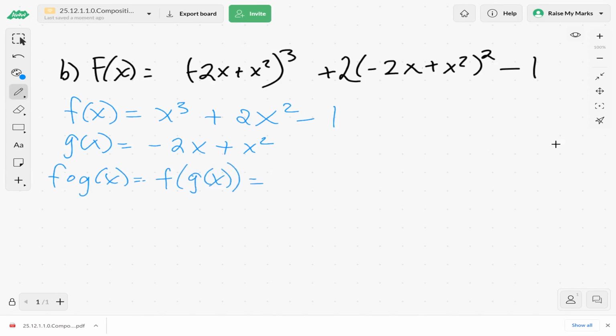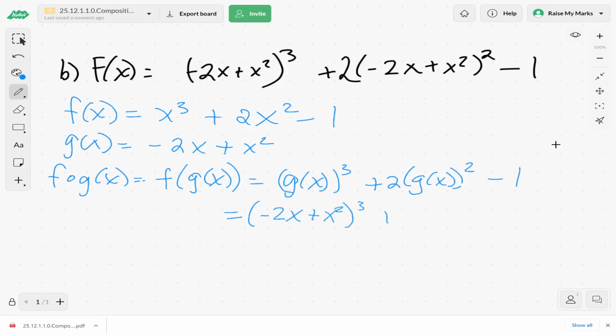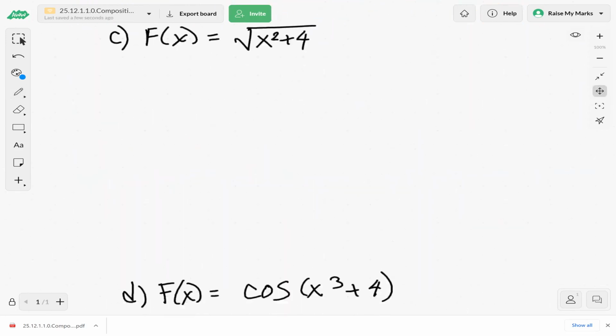All right, so what do we get? We get g of x cubed plus 2 times g of x squared, minus 1. Our g of x is negative 2x plus x squared. Good. And yes, we do indeed get our original function capital F of x. So we were correct in choosing little f of x to be x cubed plus 2x squared minus 1, and g of x is negative 2x plus x squared. Good. All right, so we've got a couple left.